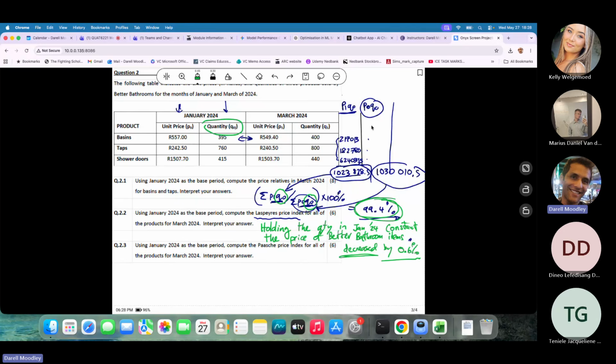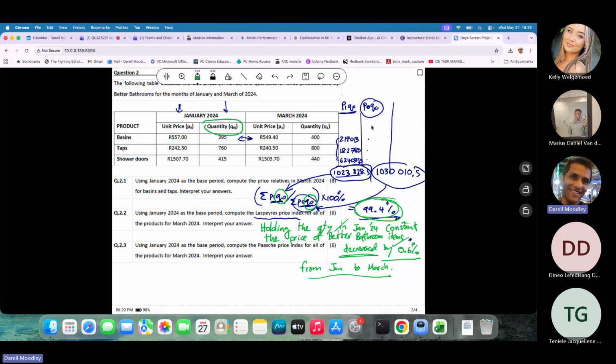You must say what you're keeping constant, and oh, even I forgot this. Sorry, I didn't say from which period it decreased. I have mentioned what's kept constant. The price of bathroom items decreased by 0.6% from Jan to March. This is the last part. So you need to say how much it decreased by, what you kept constant, and which periods. Those are the three things you have to mention when you're interpreting these weighted indices like Laspeyres and Paasche.